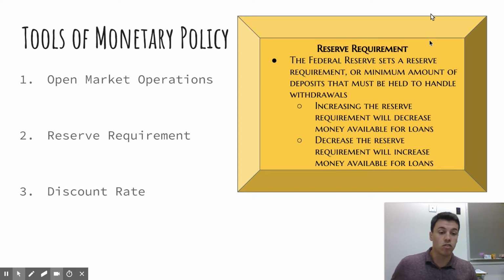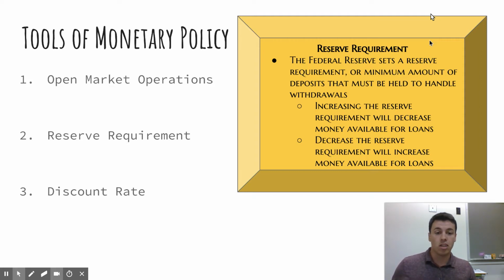Decreasing the reserve ratio would open up more funding to be able to give out loans. So it's going to make more credit available to more people. All right, so that's the reserve requirement. And like I said, banks are required to meet this rate. They must meet this reserve requirement.